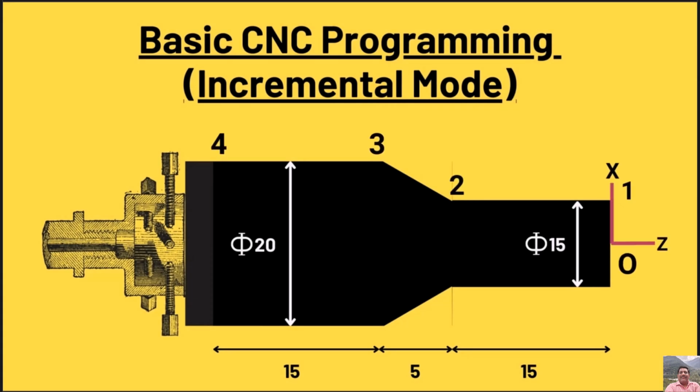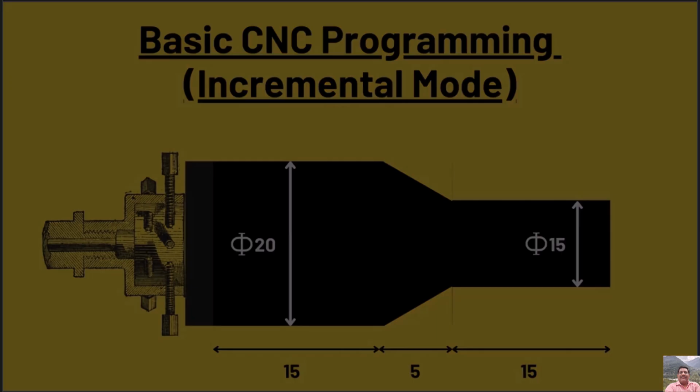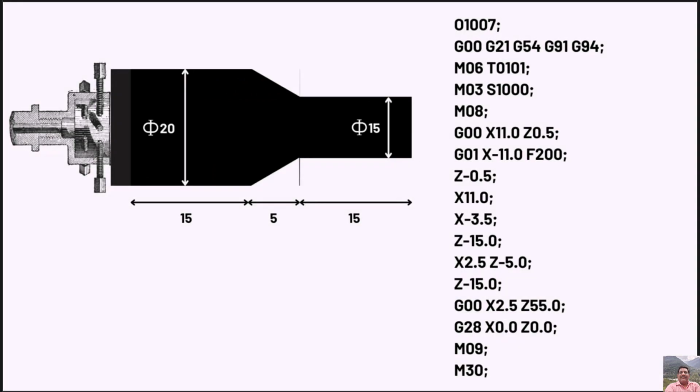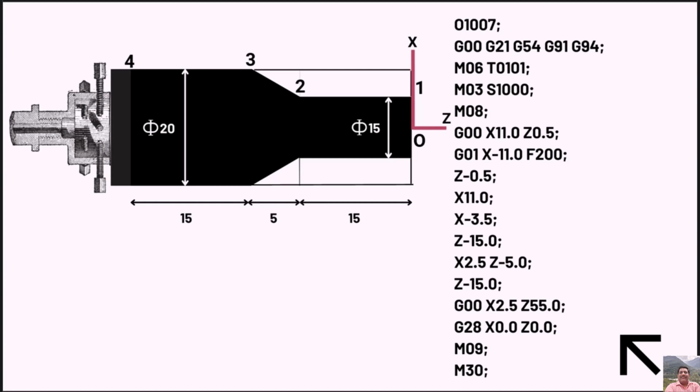In absolute coordinate mode, we just had one datum and relatively we calculated the coordinates of machining points. But in case of incremental mode, we need to take reference of each previous point. For example, to calculate the dimension of point number 4 here, we need to take reference from point number 3 and so on. The complete program for incremental mode is written here.